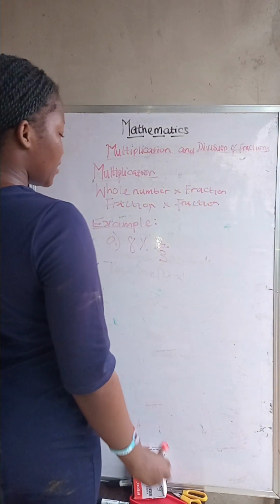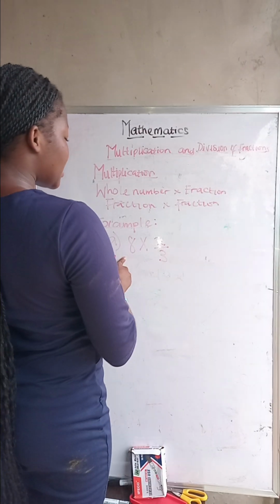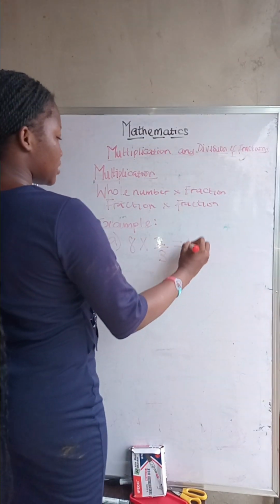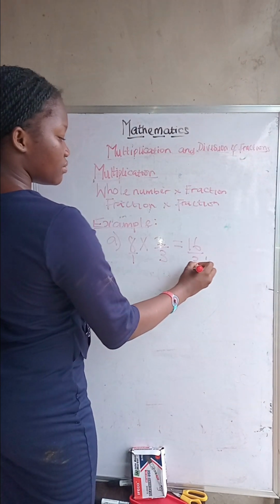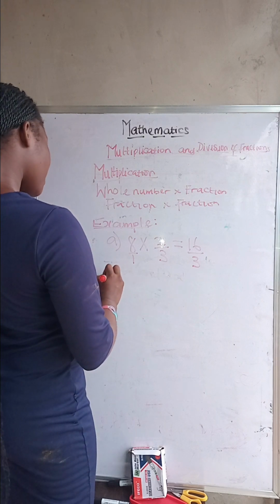How do we multiply this? 8 times 2, that's 16. This is like 1 here, 1 times 3, that's all.